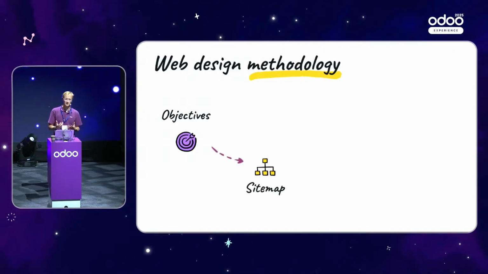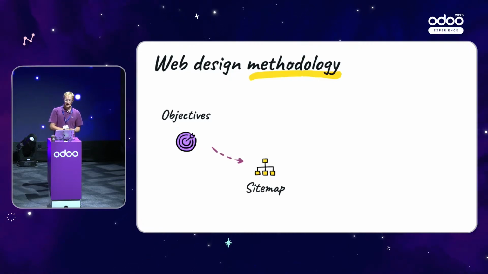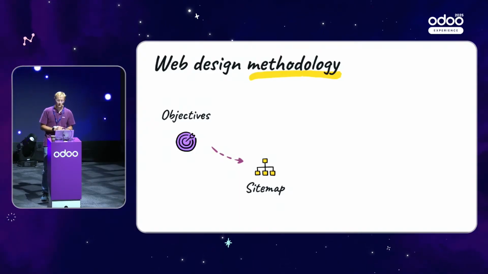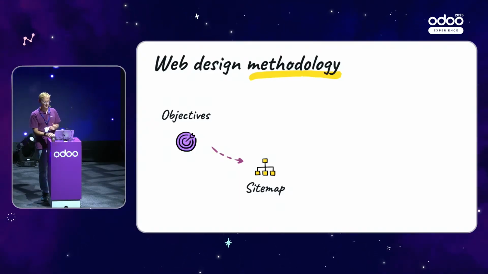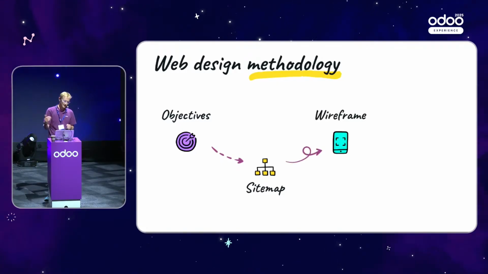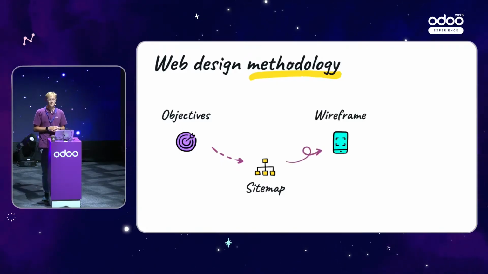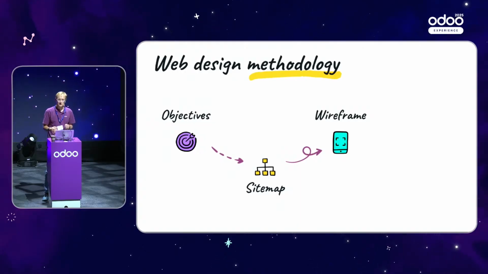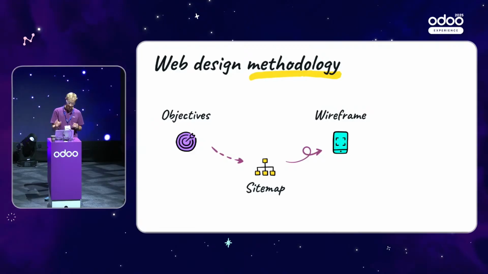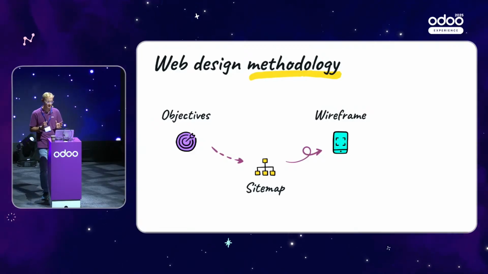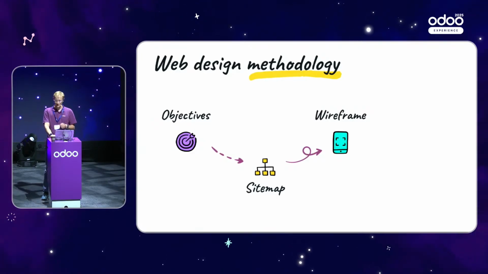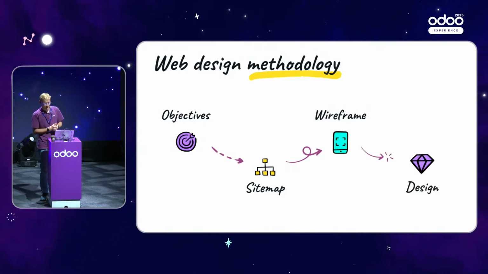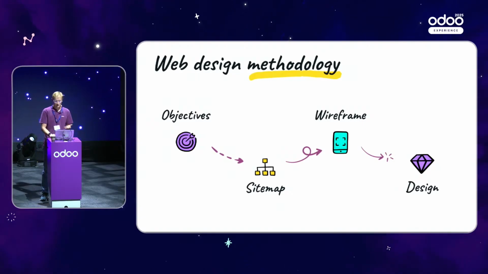Next is the sitemap. Once you have your objective, you want to make it clear. The sitemap is a list of all the pages that you have on a website and the hierarchy between them. Next step of the process is the wireframe. Wireframe is the organization of space on each page. At this step, there are no colors, no design, no anything. It's just black and white. You'll see an example of that in a second. And finally, the design. Design is going to be the identity of your website.